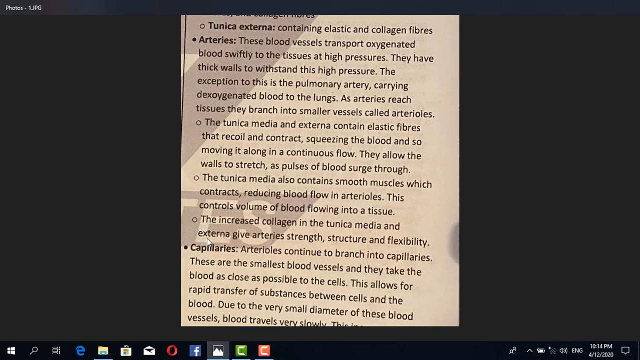The capillaries are the tiniest blood vessels. The arterioles continue to branch into a smaller form which we call capillaries. These are the smallest blood vessels, and they take the blood as close as possible to the cells. This allows for rapid transfer of substances between the cells and the blood.